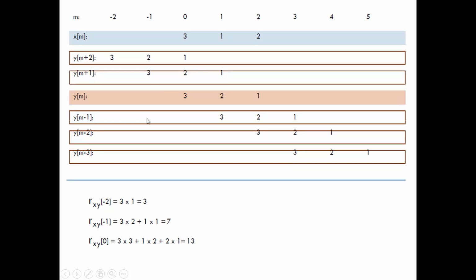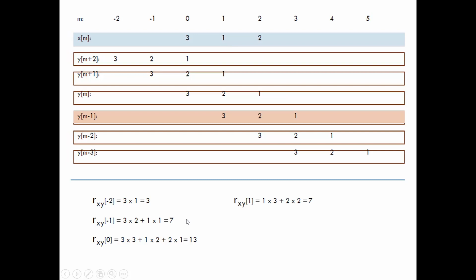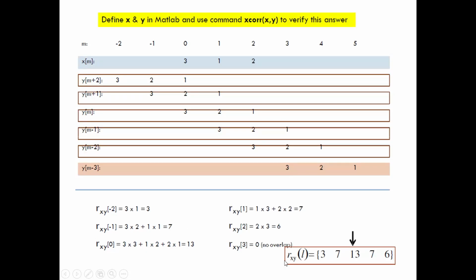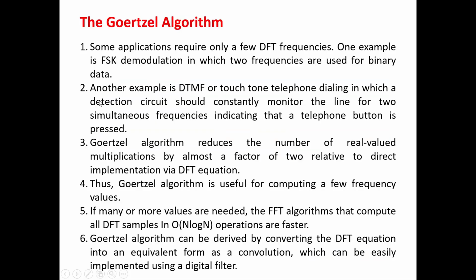In this way, you have to go for r_xy[0] also. So 3 goes with 3, 2 multiplies with 1, and 1 multiplies with 2. The answer is 13. In this way, if you repeat for all the values, you get r_xy[1], r_xy[2], r_xy[3] also. No overlap is there. So this is the output sequence, 3, 7, 13, 7 and 6. This is the correlated sequence of the two discrete sequences.